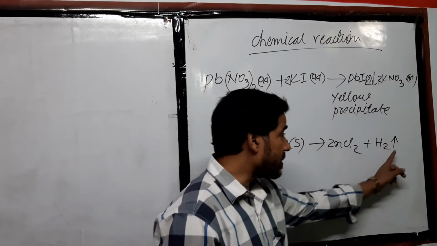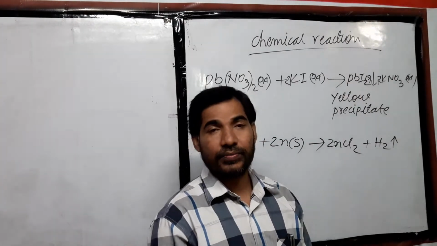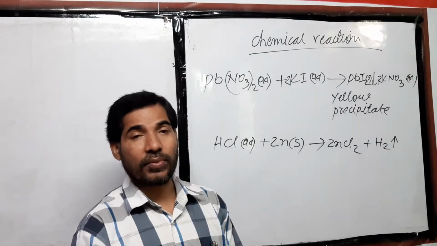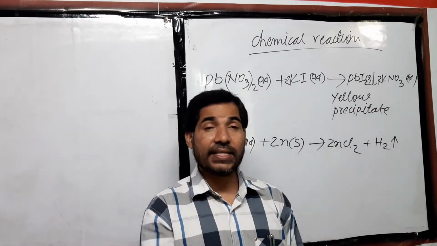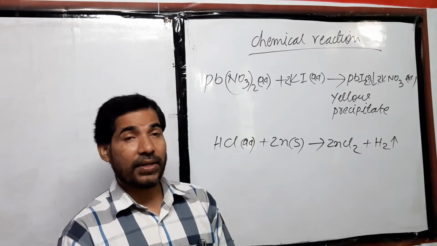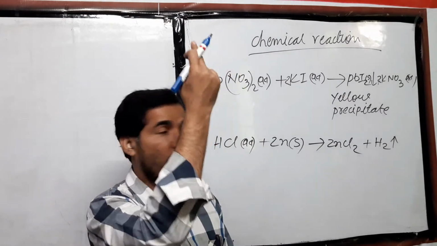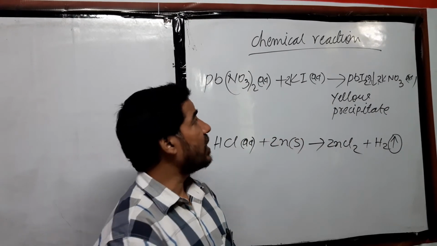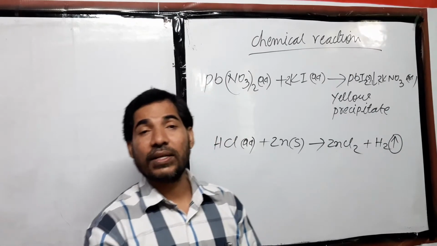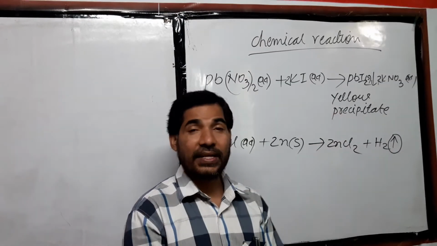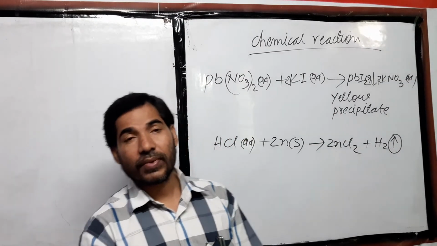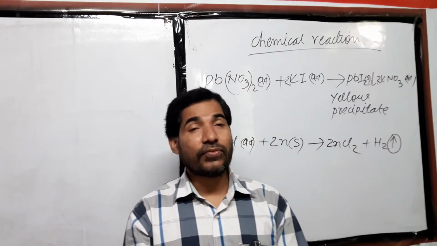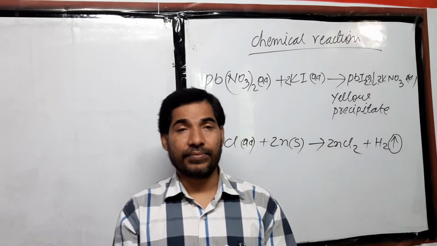I have used an arrow sign which is pointed upward. This indicates that in this chemical reaction gas is evolved. If in a chemical reaction gas is evolved, it is indicated by an arrow pointed upward. So by seeing a chemical equation, we can find the formation of precipitate and evolution of gas also. Now today we have to discuss the different types of chemical reaction.